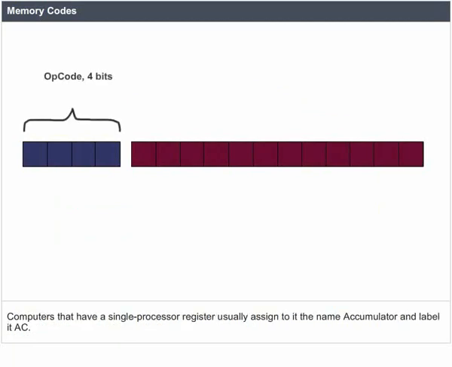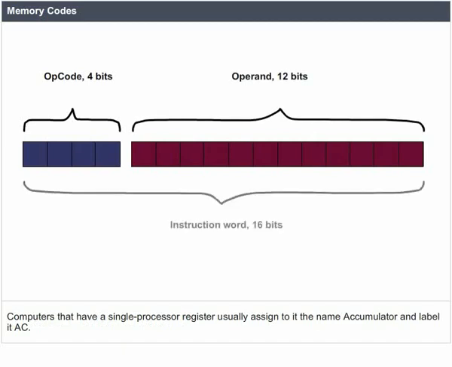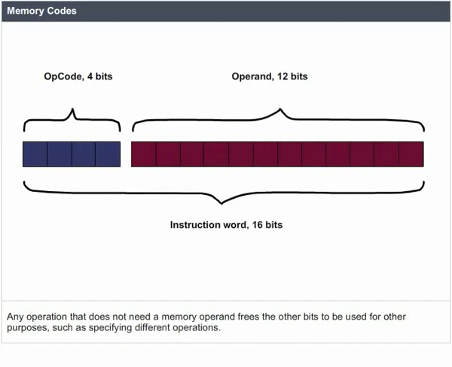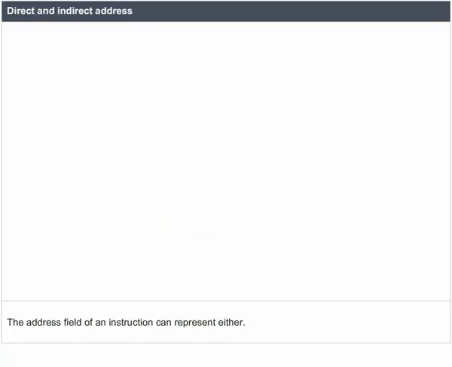Computers that have a single processor register usually assign to it the name accumulator and label it AC. Any operation that does not need a memory operand frees the other bits to be used for other purposes, such as specifying different operations. Direct and indirect address.